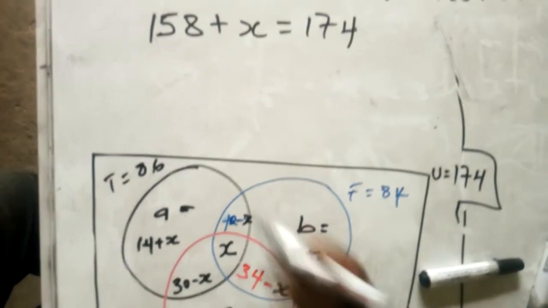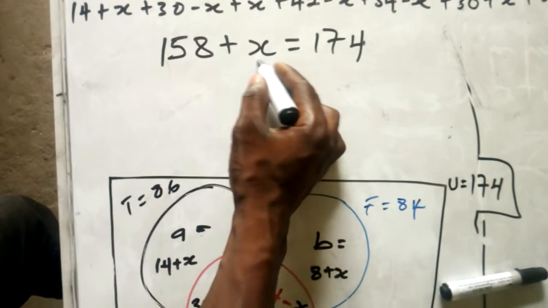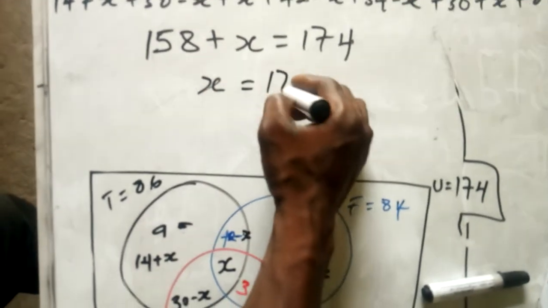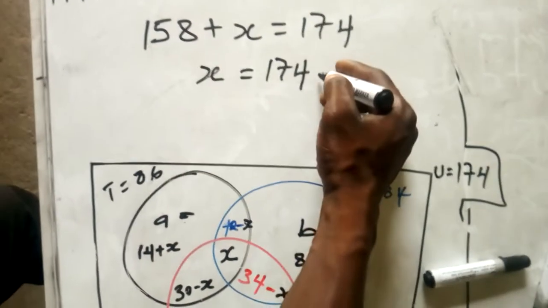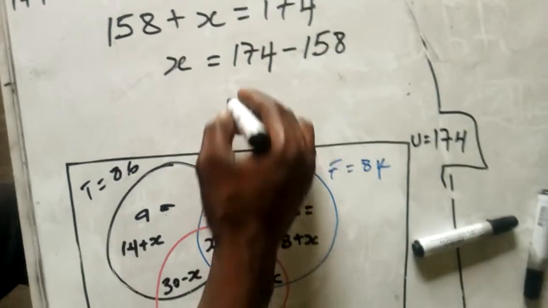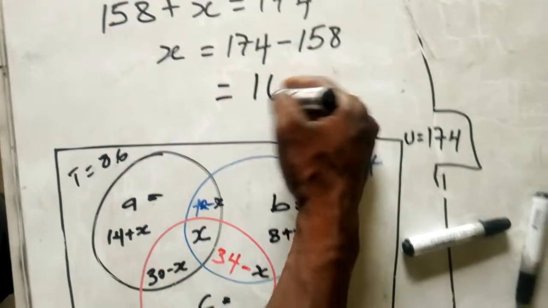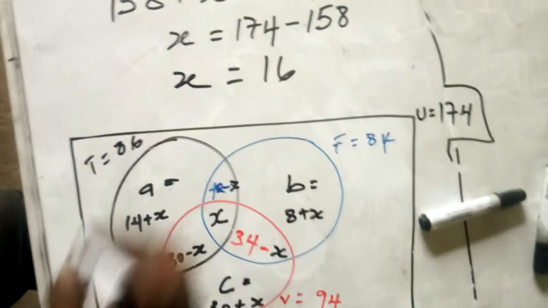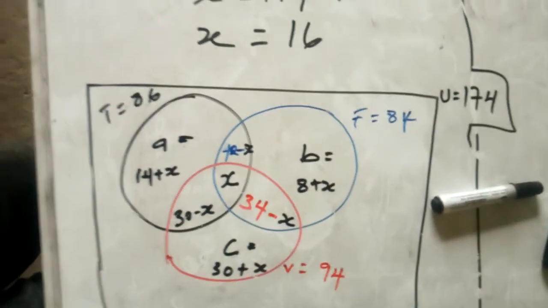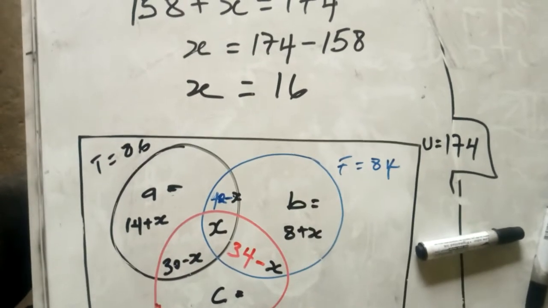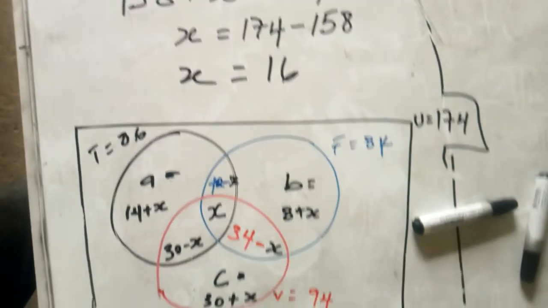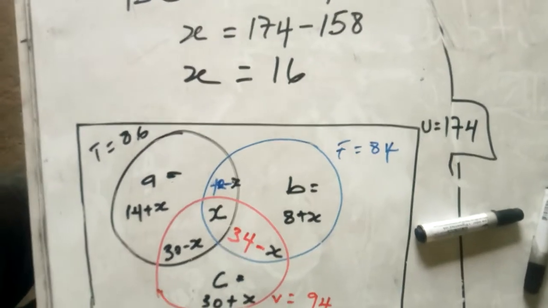So what do you have to do? Let this guy go away, since we are looking for those who are doing all the three. So left with s to be equal to 174, and then this guy will change its sign to be minus 158. So the answer to this one should go 16. Right? This is 16. So it means that 16 people are doing all the three subjects. Right? So 16 people are doing all the three subjects.